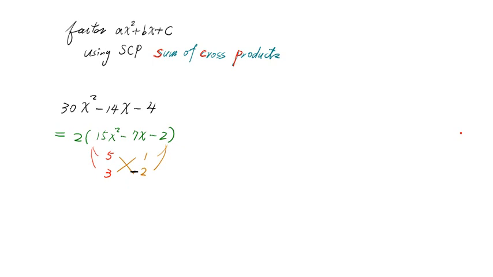Now write down the answer. Collect the result in a horizontal way, which is 5x plus 1 and 3x minus 2. Bingo. Always check the answer by multiplying: the first two to be the first one, the last two to be the second one, and 3 minus 10, which is negative 7. Thank you. Now, let us try the second example.